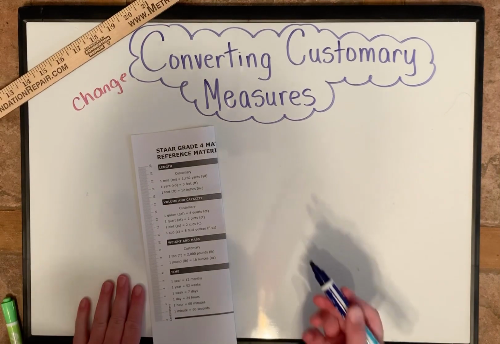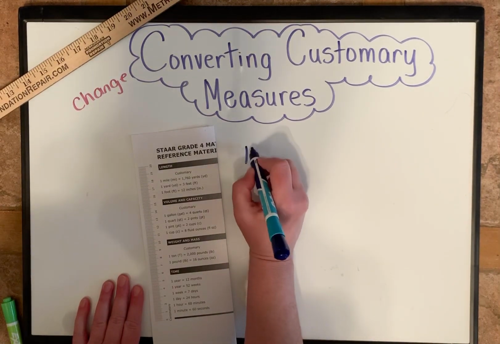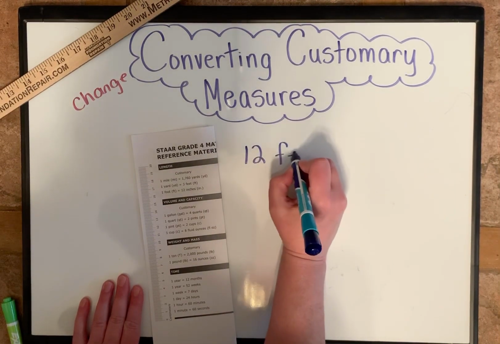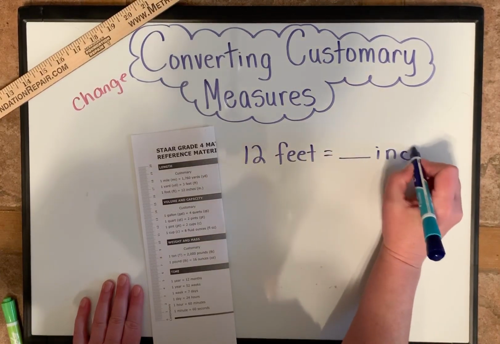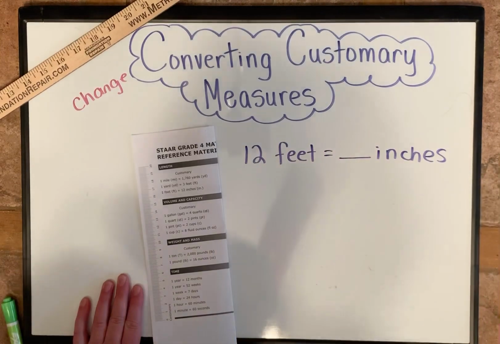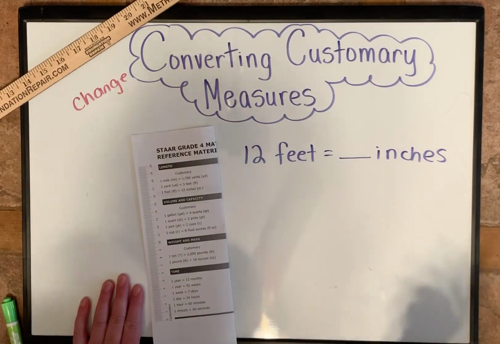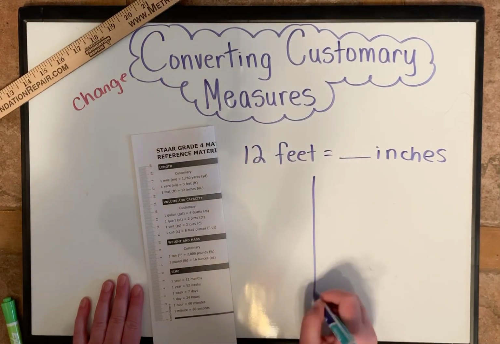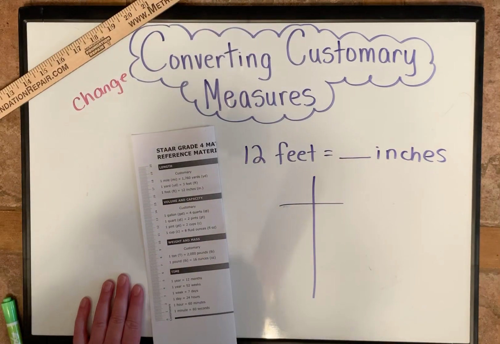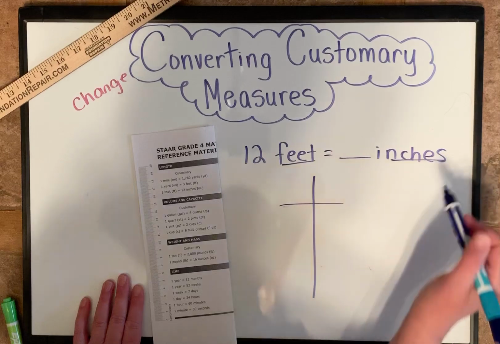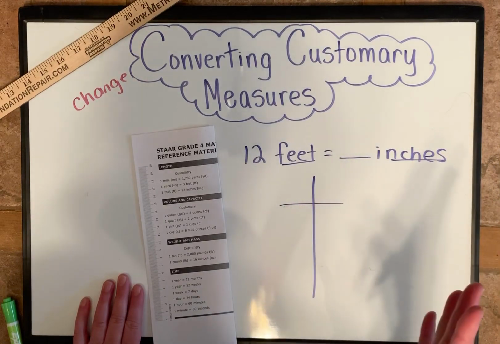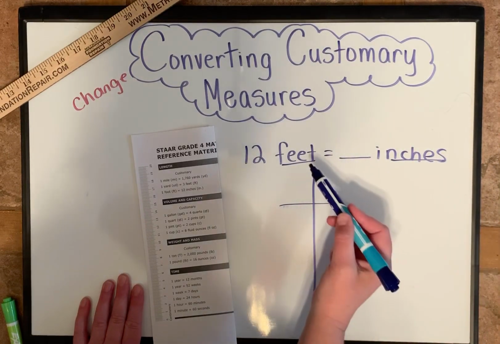So if you have a problem like 12 feet and you want to know how many inches. Well, let's use our strategy. Before spring break, we talked about making a good old-fashioned T-chart. It's just an input and output table. So you've got two measures, and when you see those two measures, that's when you know you need to convert.